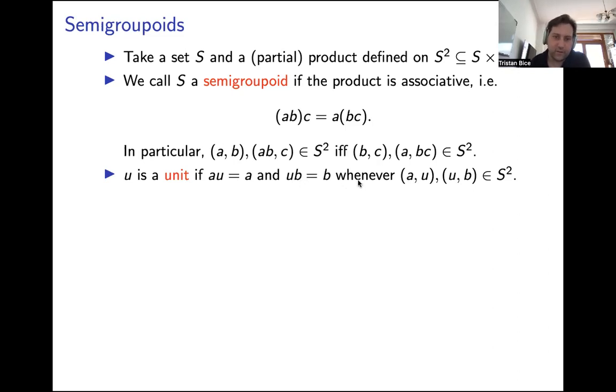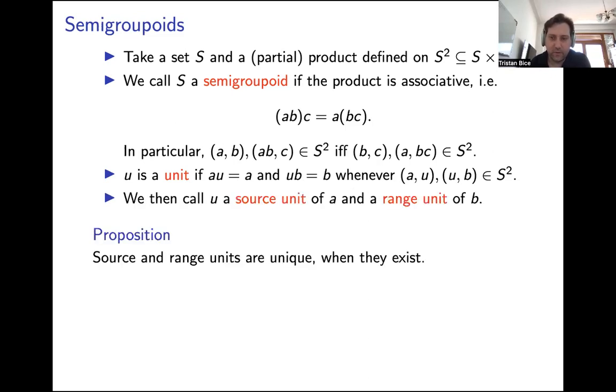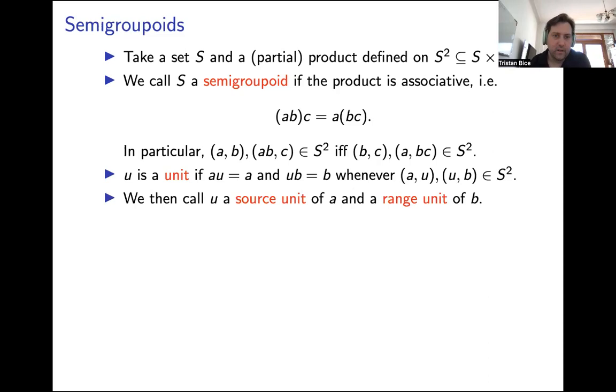This is a feature of the fact that you have a partial product, which means that you can actually have many different units, where the units themselves you can't multiply together. So in this case, if you can multiply an element A on the right by some unit element U, then we call U a source unit of A today. And likewise, if you can multiply U on the left of some B, then you will call this U a range unit of B.